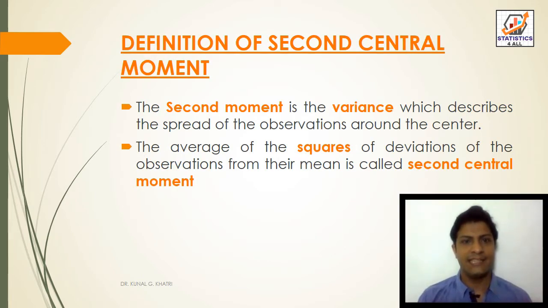Definition of second central moment. The second moment is the variance, which describes the spread of the observations around the center. The average of the squares of deviations of the observations from their mean is called the second central moment.